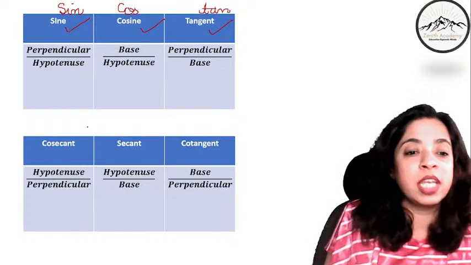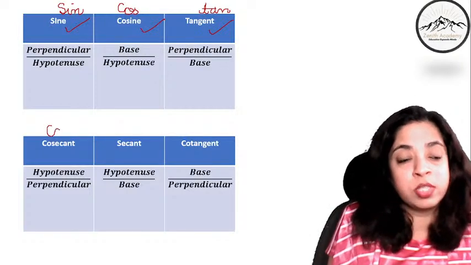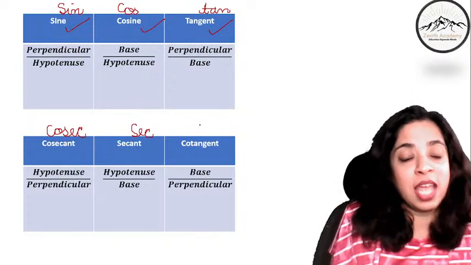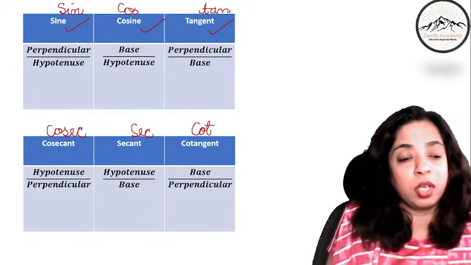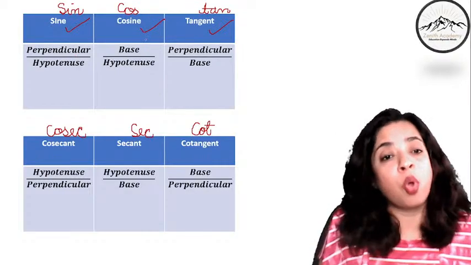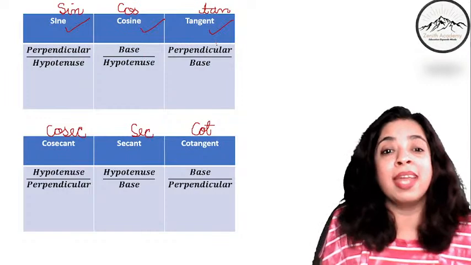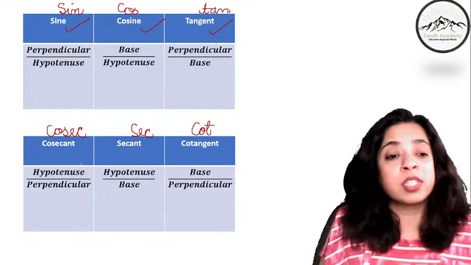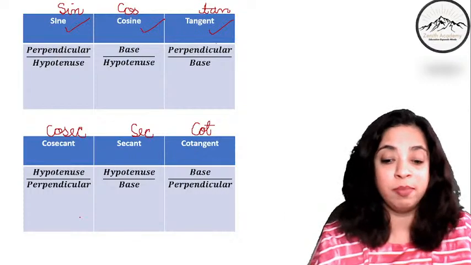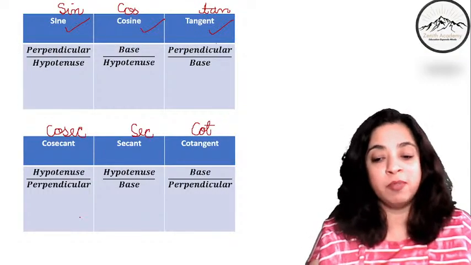Then we have cosecant, secant and cotangent. Cosecant को हम शॉर्ट में बोलते हैं cosec, secant we call it as sec, and this we call it as cot. So sine is perpendicular by hypotenuse, cos is base by hypotenuse, tan is perpendicular by base, cosec is hypotenuse by perpendicular. So you might get confused at times, especially during board exams when you panic.